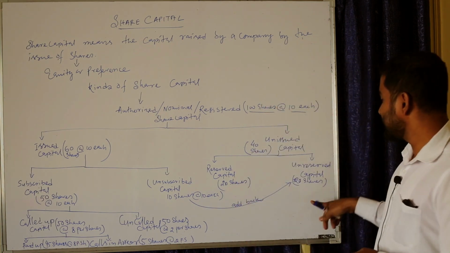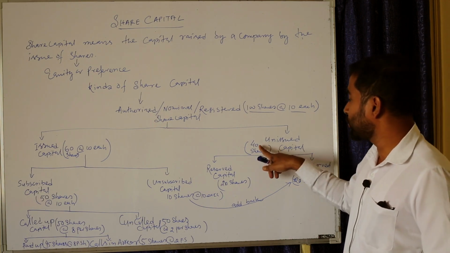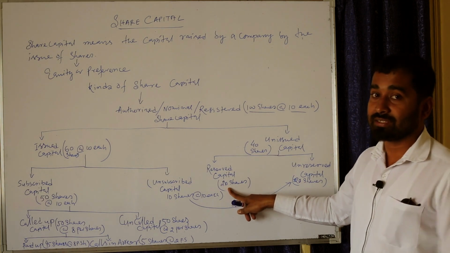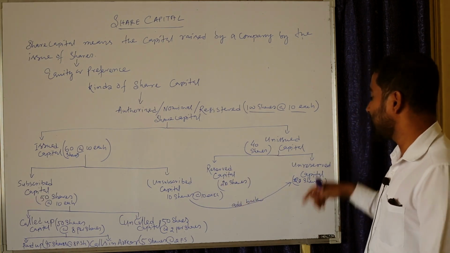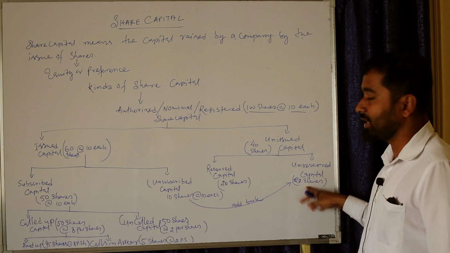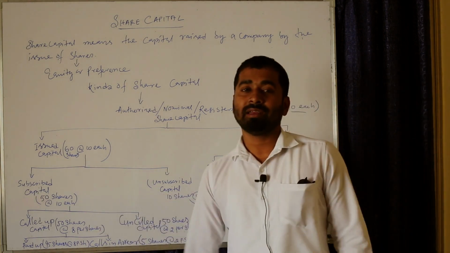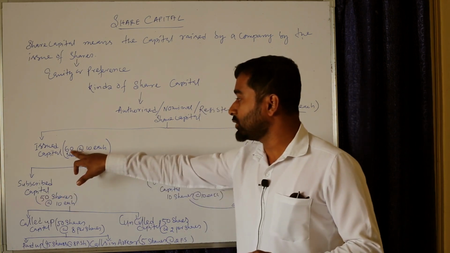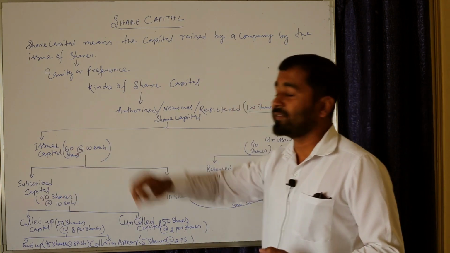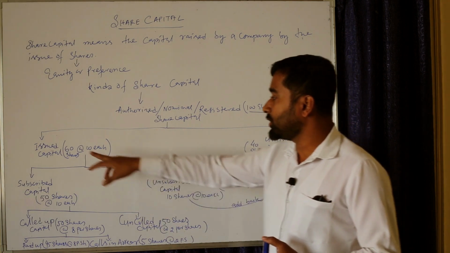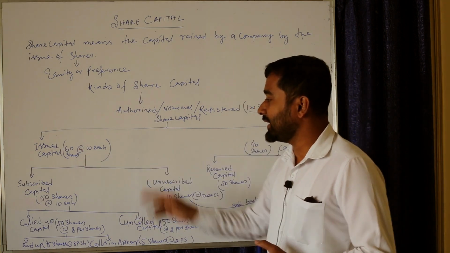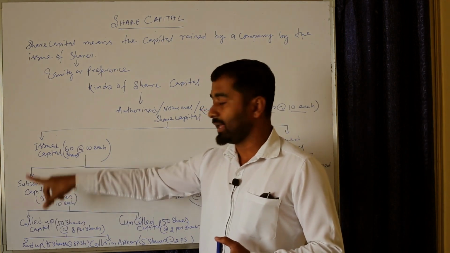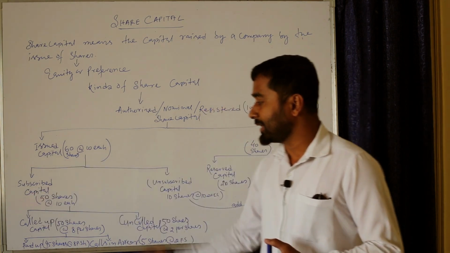Now the unreserved capital, 20 shares. The 40 was unissued capital; here I kept 20 shares as reserved and 20 shares as unreserved. These unreserved shares I can issue anytime I need. Now the issued capital: out of 60 shares at the rate of 10 each, suppose the public subscribed only 50. This is known as subscribed capital.